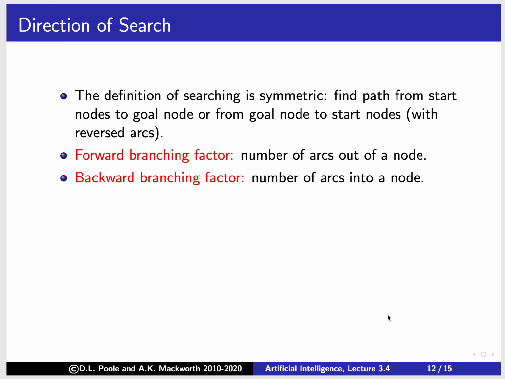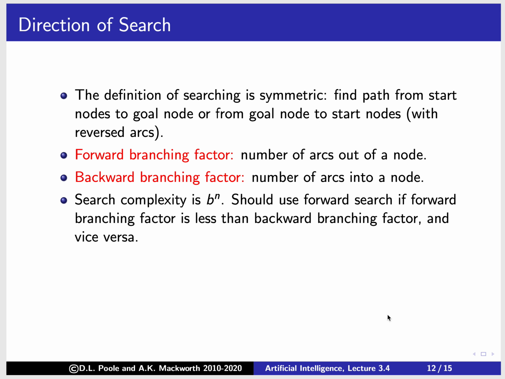And these can be quite different. So for example, if we have a tree, one of them could be 1 while the other one might be 2. Okay, so now we remember when we do the complexity of the algorithms, the search complexity is generally b to the n, the branching factor to the n. And so we should use forward search if the forward branching factor is less than the backward branching factor, and vice versa. So which way we go depends on the branching factor.